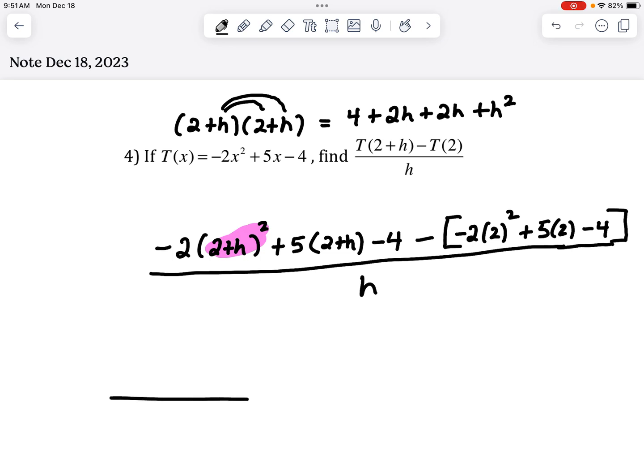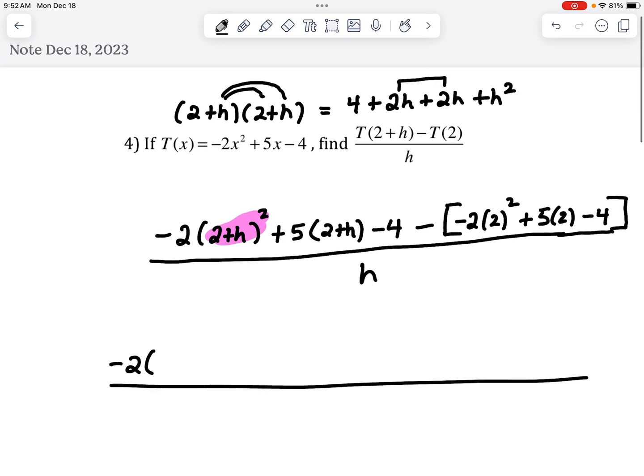So once again, it's a big fraction. So here's my fraction bar. It starts with a negative 2. And then right here, there's a 2h plus another 2h. So that's 4h. So inside the parentheses, replacing the purple part is 4 plus 4h plus h squared. And now we're done with that purple part.